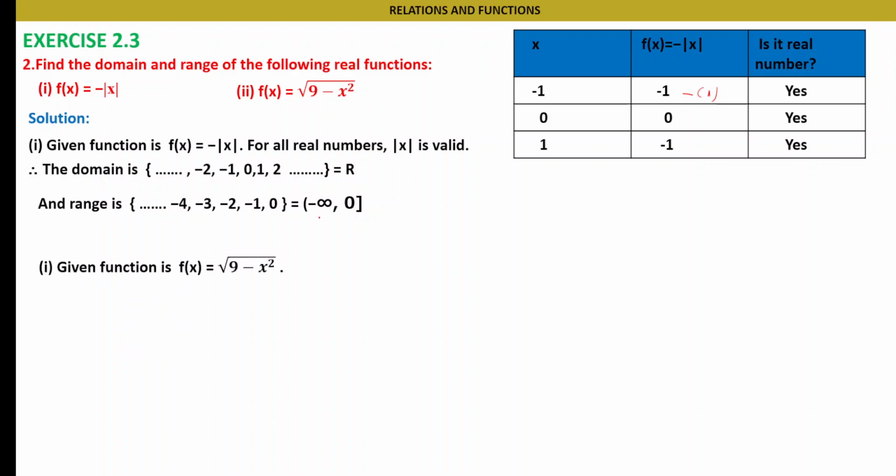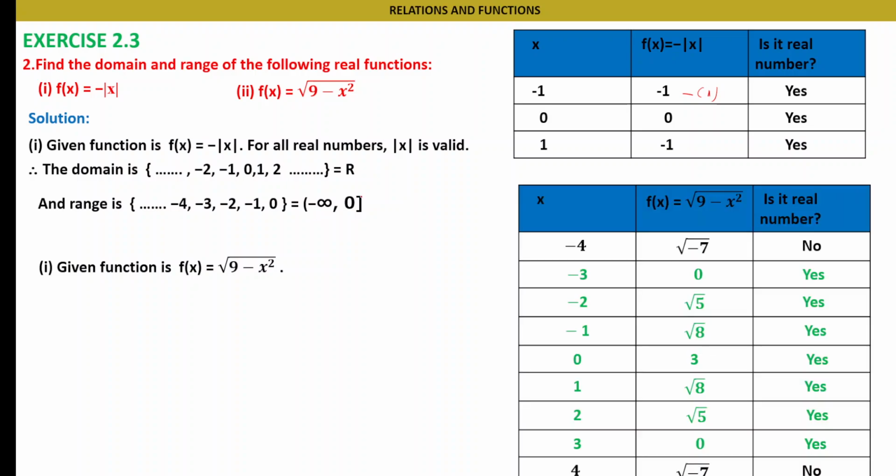Let us see the second function. Given function f of x is square root of 9 minus x square. Now, let us validate with these values. If we take x as minus 4, we will get f of x as root of minus 7 under root. Therefore, is it a real number? No, because this is a complex number. When there is a negative under the root, it will come as imaginary values, that is root 7i. Therefore, it's not a real value.